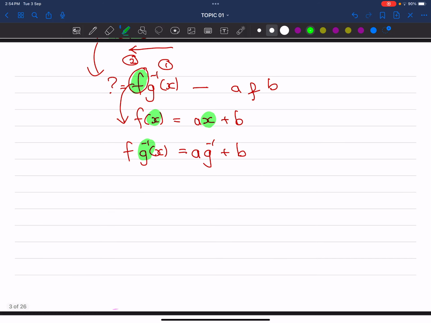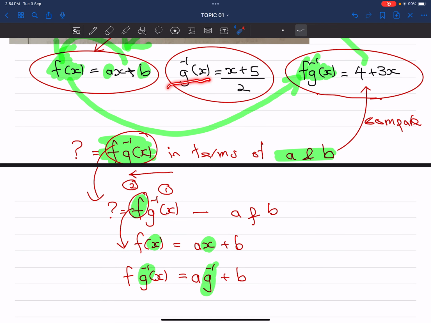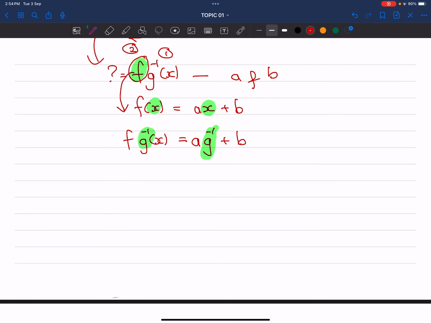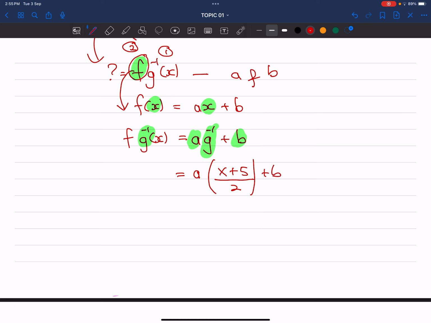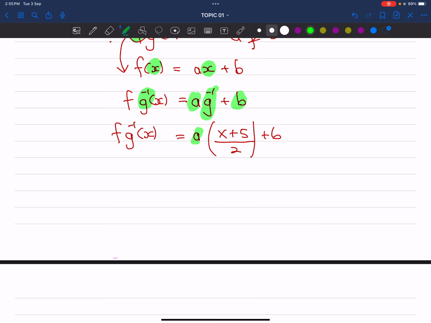Now, what is g inverse? Here, g inverse is (x plus 5) over 2. So I'm going to substitute (x plus 5) over 2, and I put brackets to avoid any mistakes. The a and b, I put back, so a times the bracket plus b. This is going to be our fg inverse x in terms of a and b.